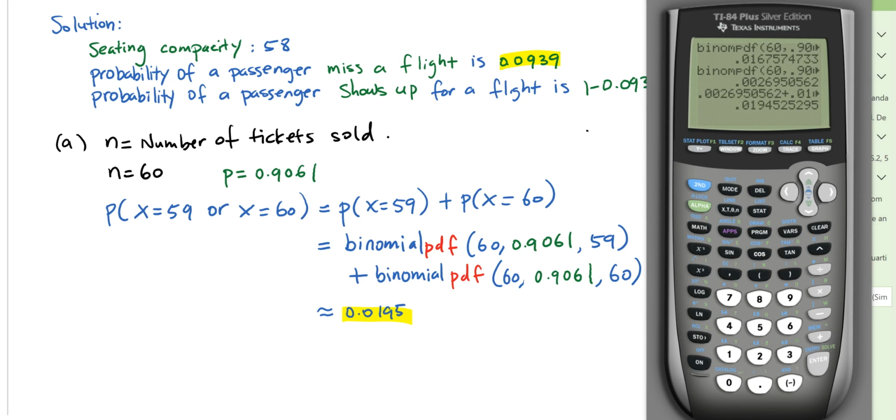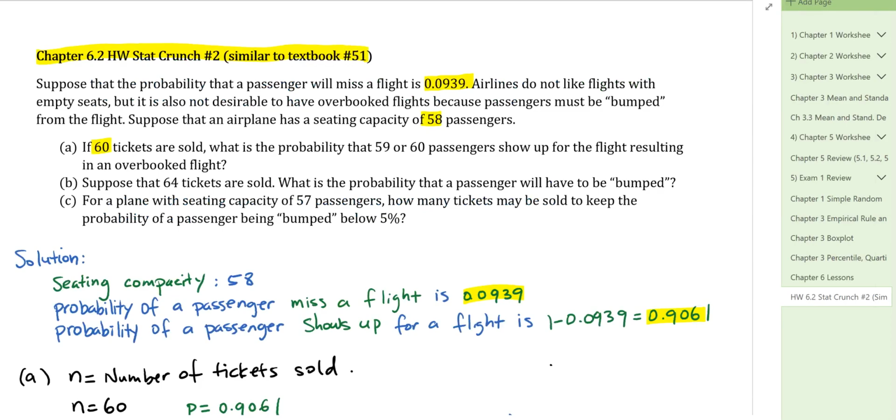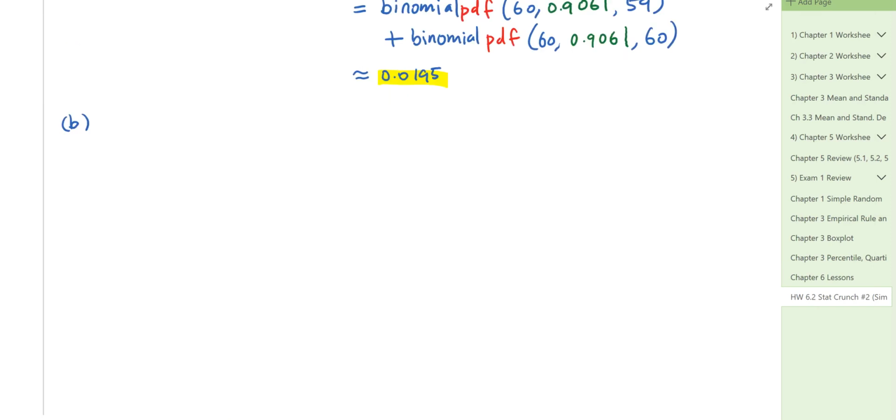All right, let's do part B. Part B asks, suppose that 64 tickets are sold, what is the probability that a passenger will have to be bumped? So this time there are 64 tickets sold, so n is equal to 64. And we want to find the probability that a passenger is bumped. That's what we're trying to find.